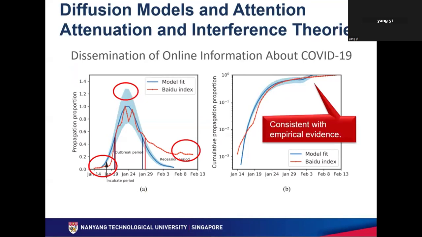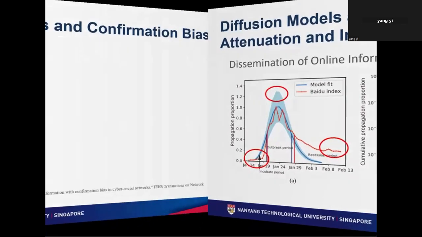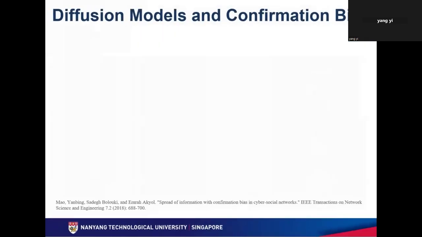So that is the second way to incorporate existing theories into the design of diffusion models. And for the last theory, the confirmation bias. First I'm going to introduce a new concept, opinion dynamics. I'm not putting the definition here because it's too similar to information diffusion.